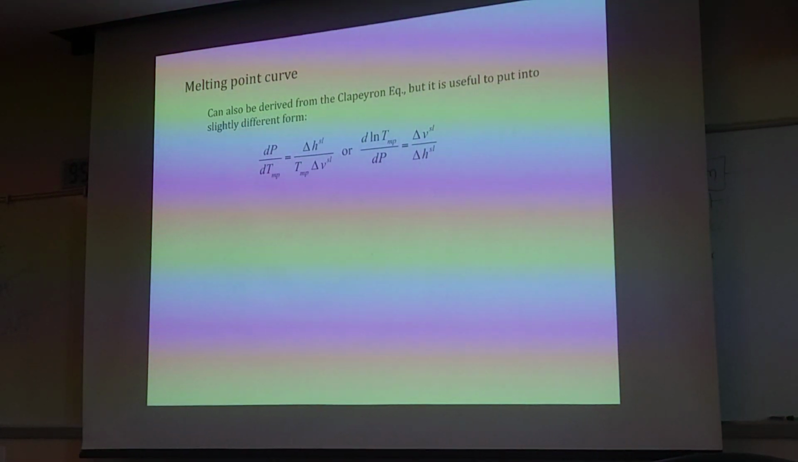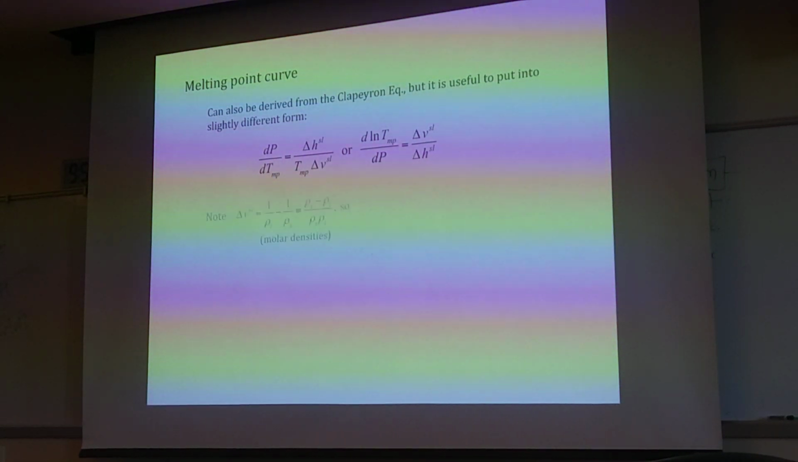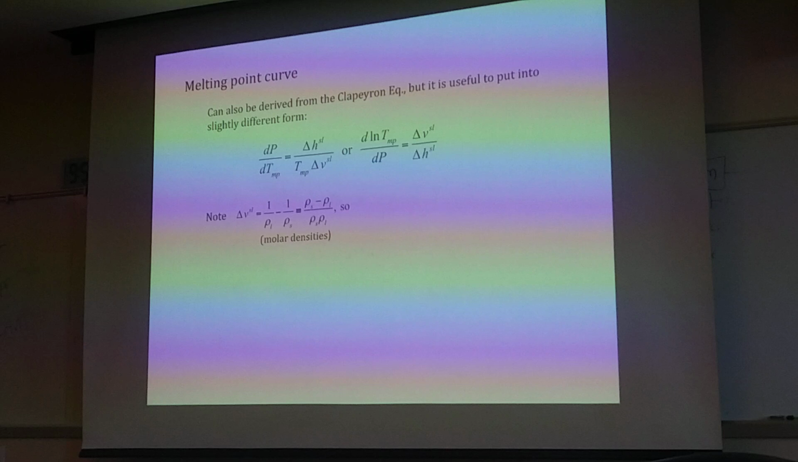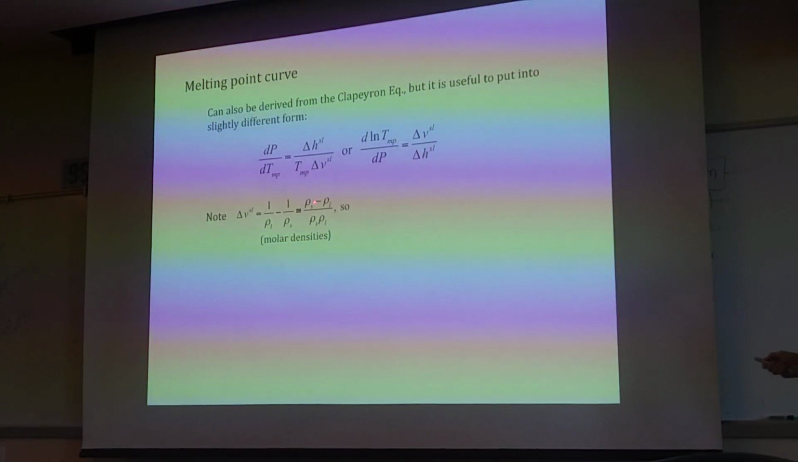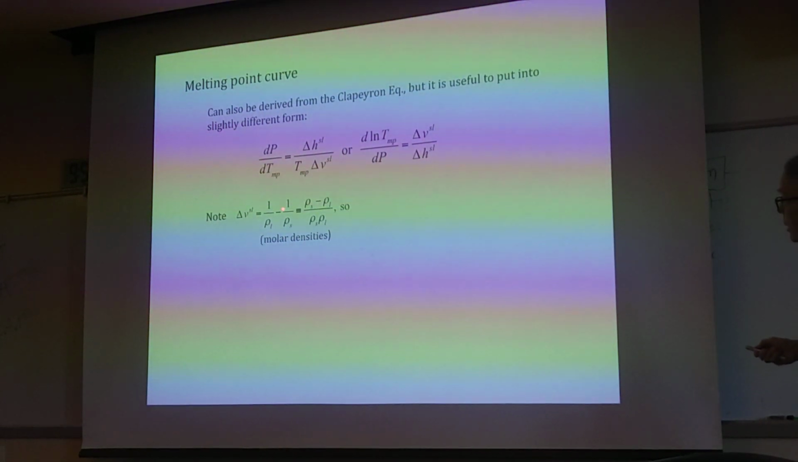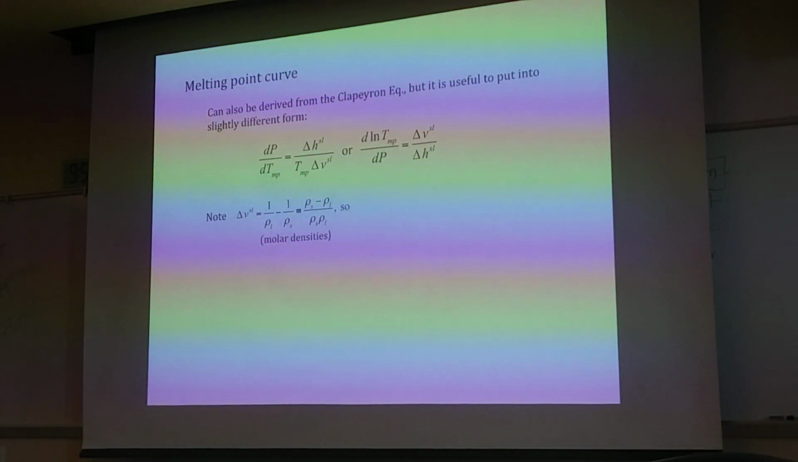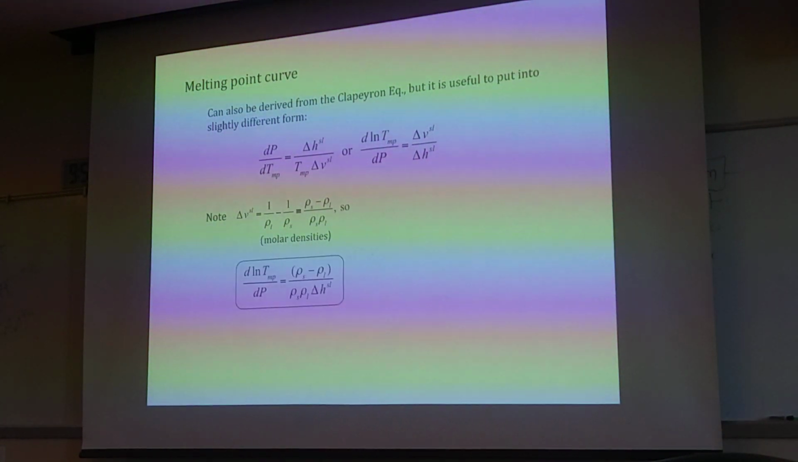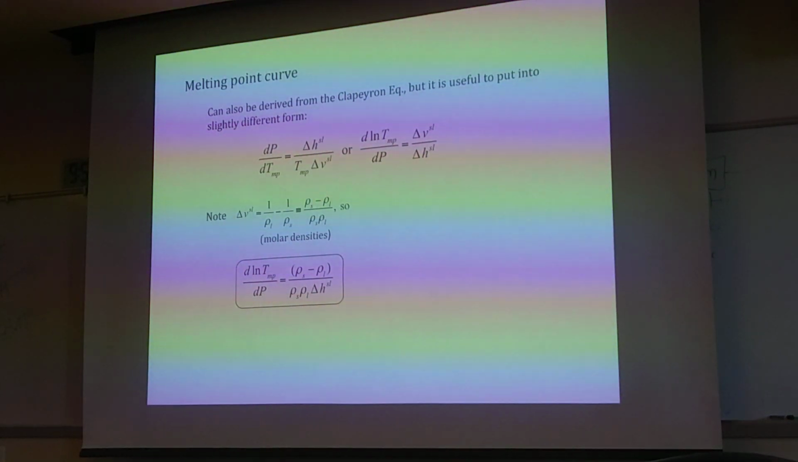Now it's convenient to look at, instead of these molar volumes, let's express it in terms of molar densities. So I can express this delta V SL as a difference between the reciprocals here of the molar densities. And that looks like this. So if I plug that back into my melting point curve equation, it looks like this. And that will tell us the nature of it.